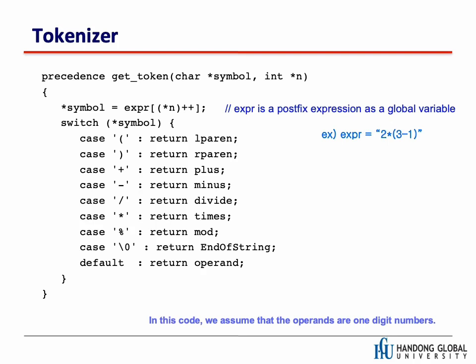Otherwise, if it is a null character, then we return end of string. Otherwise we return operand. So if it is an operand, we return operand. Otherwise, we return some information about the operator. Again, we assume that the operands are just one-digit numbers. That's why this tokenizer is a simple tokenizer.